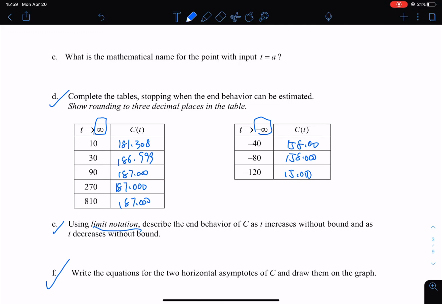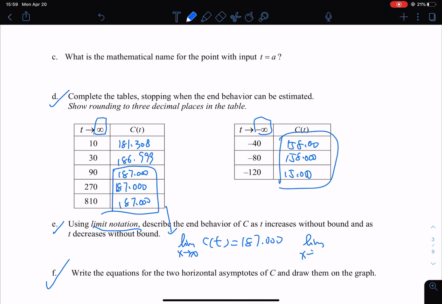So the limit notation from the left table: we know the limit when t goes to positive infinity of C of t is just 108.00, because you can see it stays the same. And then similarly, this is the limit as t goes to negative infinity. Excuse me, this shouldn't be x, this is t, because the input variable is t. So t goes to negative infinity, and then the corresponding C of t is just 156.00, excuse me, 108.